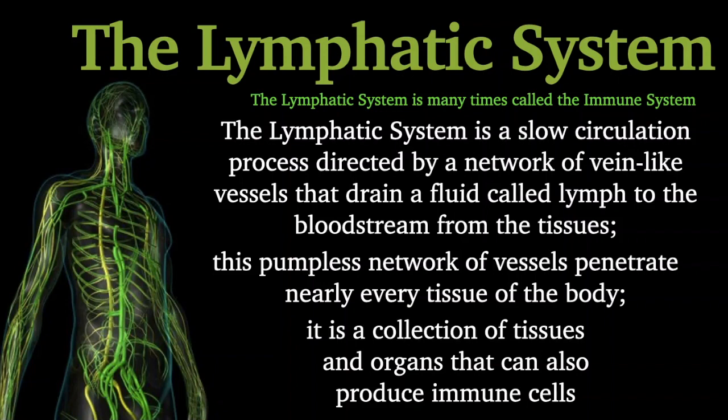Now there is no pump. As we know, the heart is the pump of the circulatory system, but what pushes the lymph through the lymphatic vessels is the skeletal muscle and the blood vessels around the lymph vessels. Now the lymphatic system, as we're going to learn in the next lecture, does produce immune cells, specifically the white blood cells found in the blood, and we're going to be talking about specific types later.